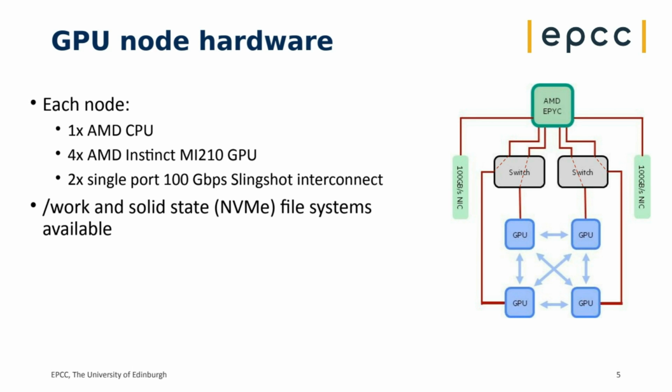And there's some sort of node diagram here. It does have GPU to GPU direct communications between the GPUs on a node, and the MPI on ARCHER2 does support GPU direct, GPU aware MPI if you're going across nodes. And I mentioned the file systems earlier. It's the usual file systems available on these nodes.